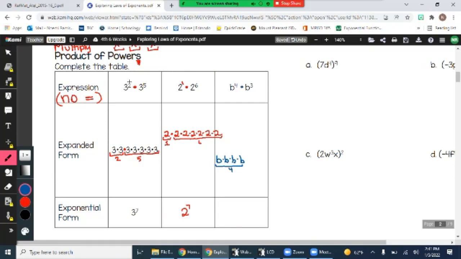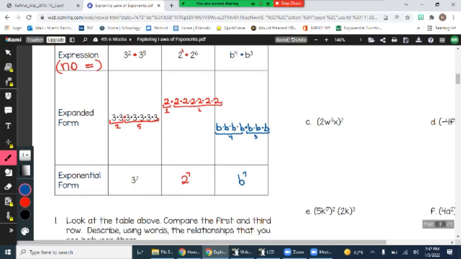Now we want to attach b cubed. How do you write b cubed? B times b times b, 3 times. So we're multiplying the same base, or we're multiplying b how many times? 7. So look at that question below. They're all 7. Yes, they are all 7.